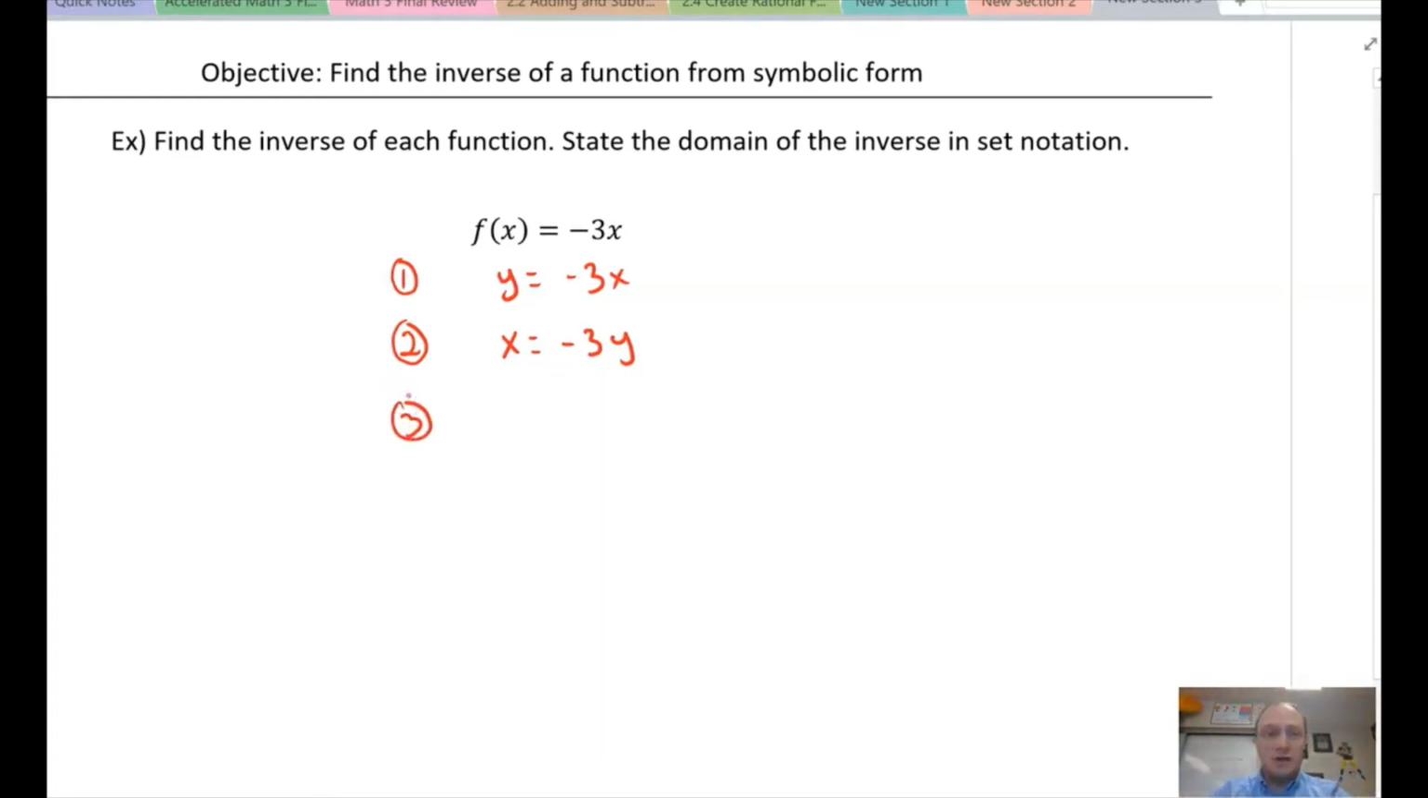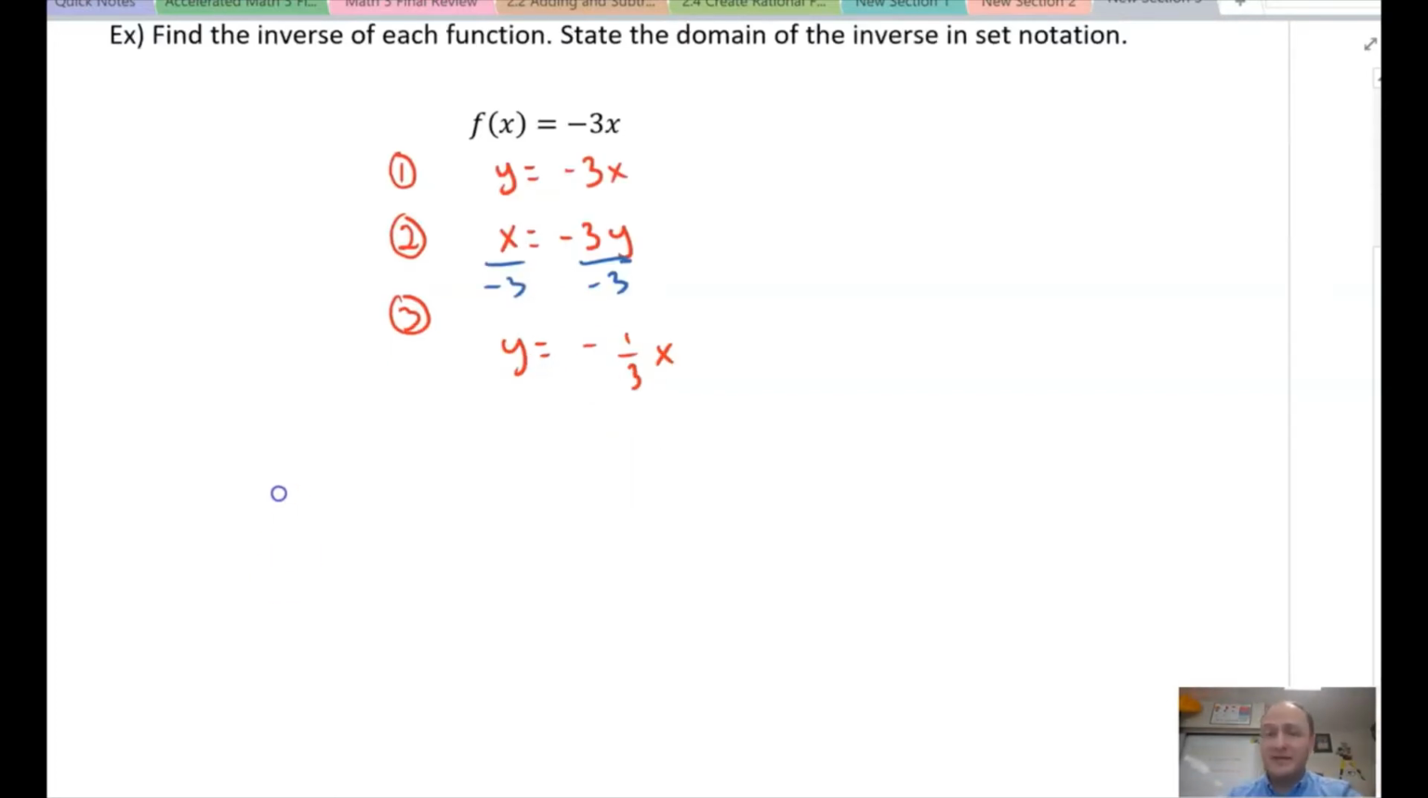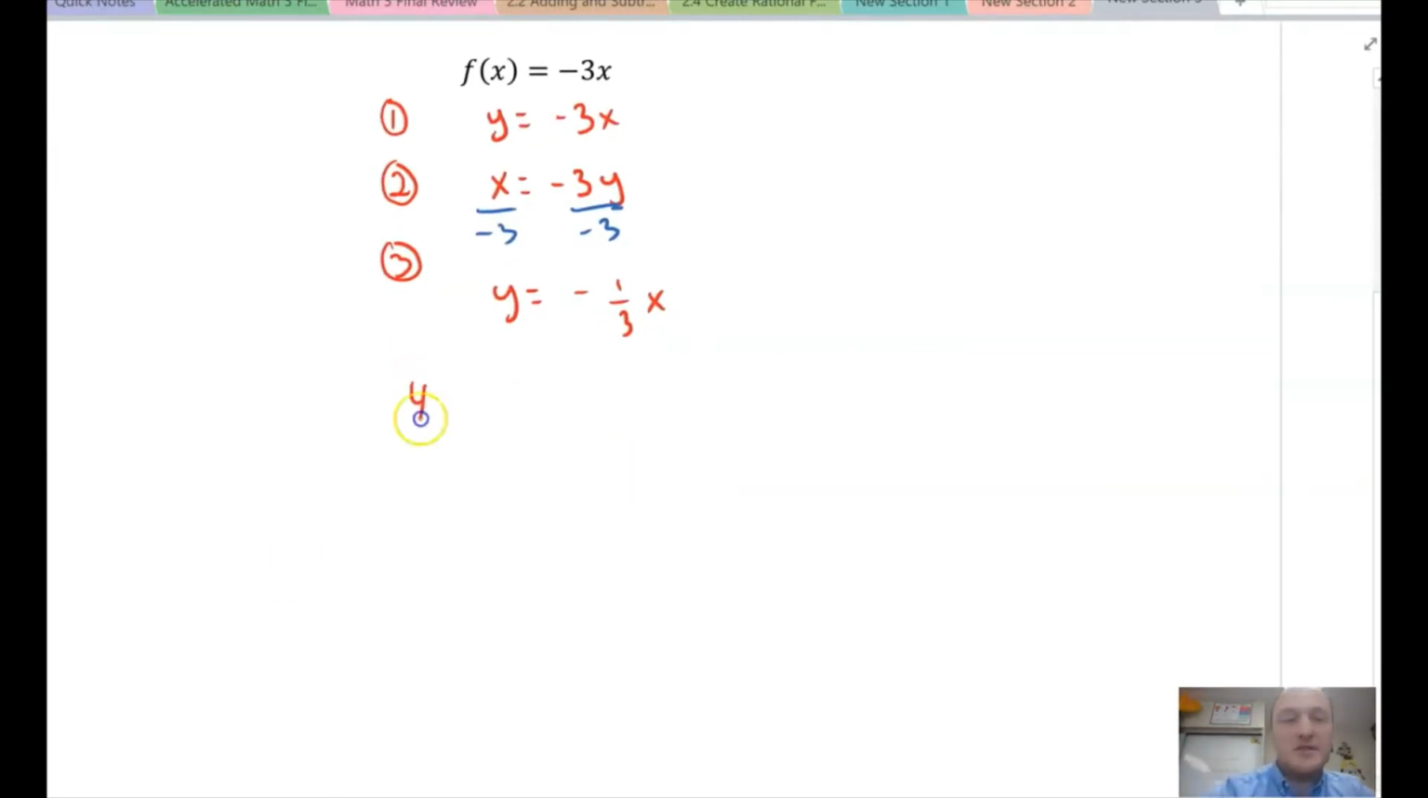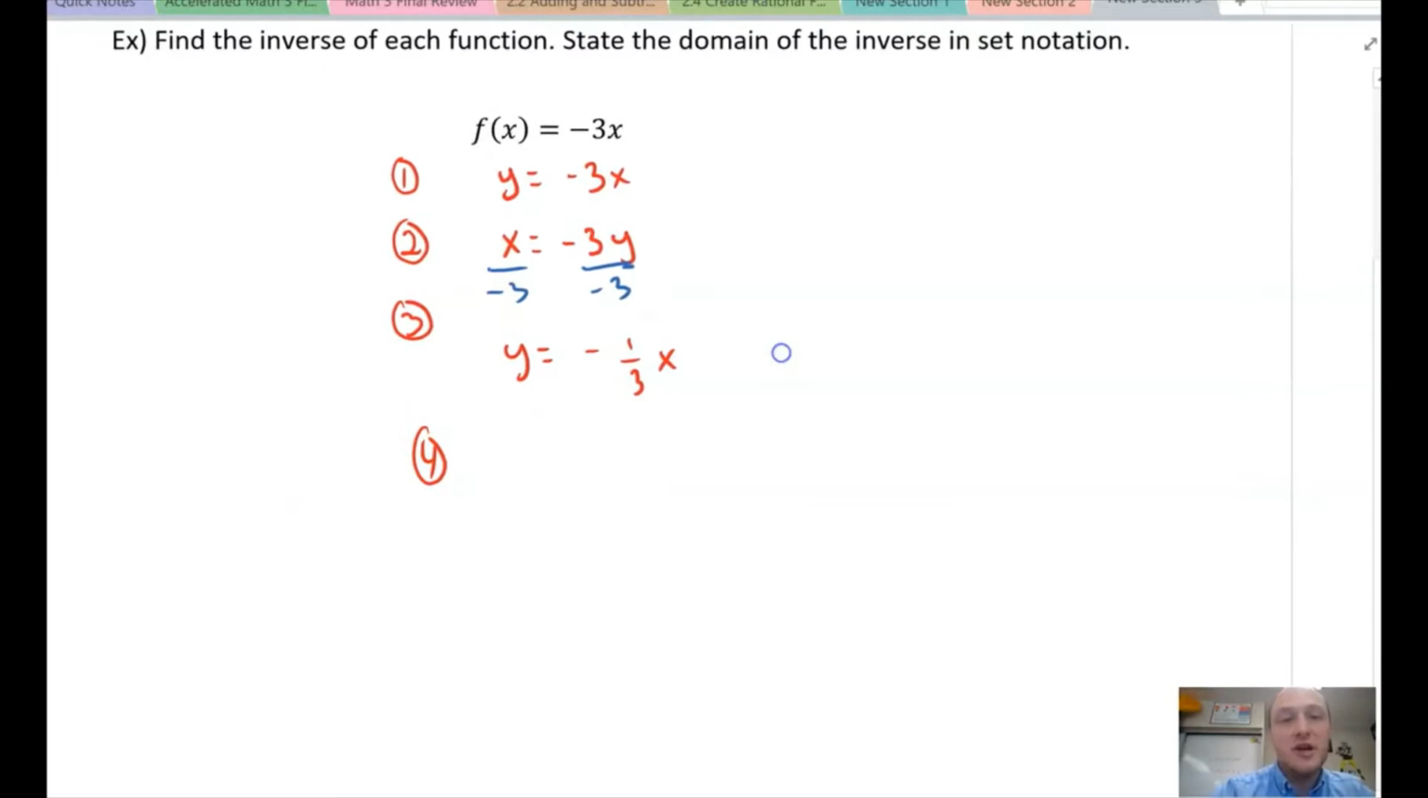Step 3, solve for y. I want to isolate y, so I'm going to divide each side by negative 3, and now we get y is equal to negative 1/3 x. That's almost it. We're almost there. Step 4, change it to function notation. This was f of x, so this is going to be called f inverse of x. The function that undoes this function is negative 1/3 x.